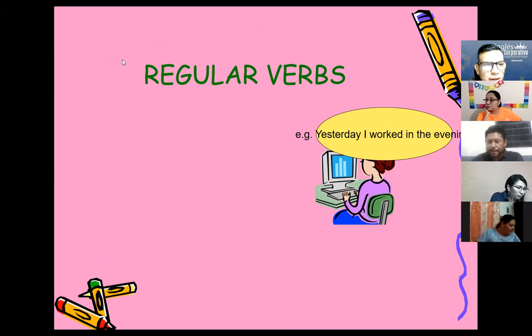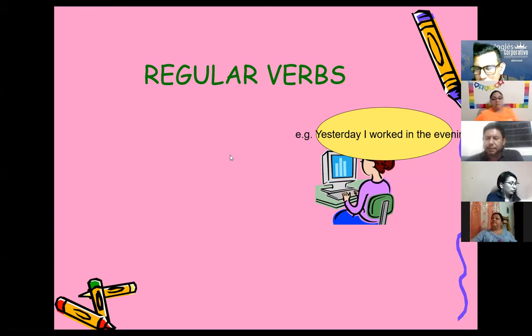¿Cuáles son los verbos irregulares? Lo que su conjugación cambia en el pasado. Excelente. Así como dice Mr. Alexander, son aquellos verbos que cambian al transformarlos o escribirlos en su forma del pasado. Ok, so let's start first with the regular verbs.